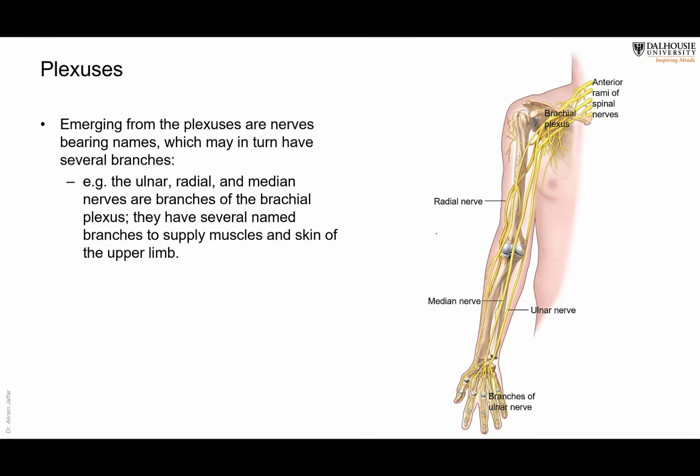This is the brachial plexus, and you can see here the branches of the plexus. I just mentioned the median nerve. The median nerve is a branch of the brachial plexus. We cannot attribute it to one spinal nerve because multiple spinal nerves contribute to its formation. Okay?